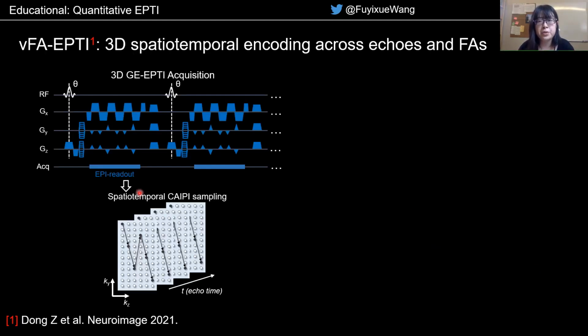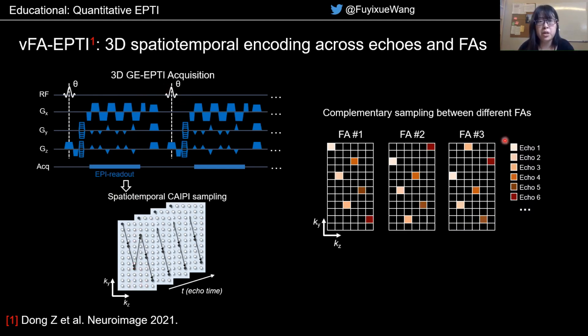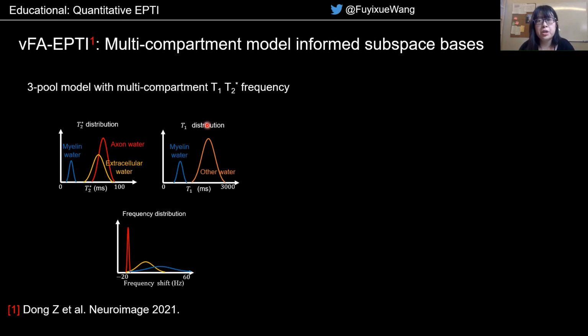It uses a 3D EPTI readout to resolve the multi-echo images and then acquires multiple flip angles with complementary sampling to improve the acquisition efficiency. To reconstruct the undersampled data and recover accurate signal evolution from multiple compartments, a multi-compartment model-informed subspace reconstruction is implemented.